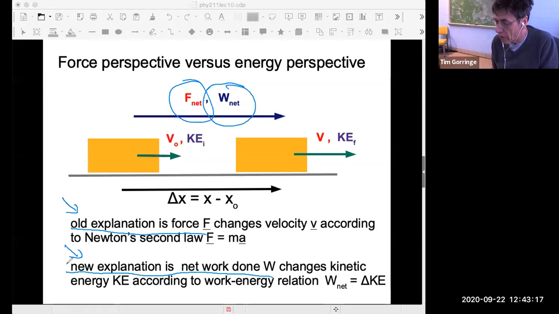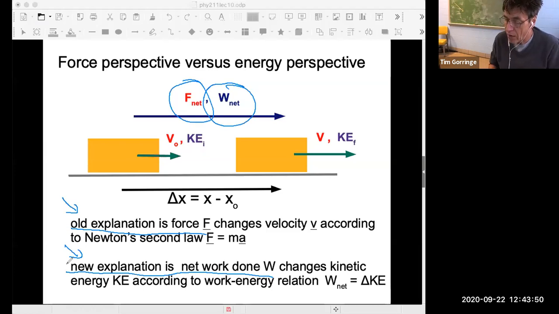And in the old one, it's forces that created a change in velocity. In the new one, it's work that creates a change in kinetic energy. And as I say, in some problems, it's handy to work with forces. It's more natural to work with forces to understand a problem. In other problems, it's handier or more helpful to work with the work that's done to understand a problem.